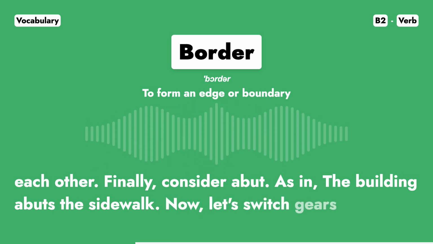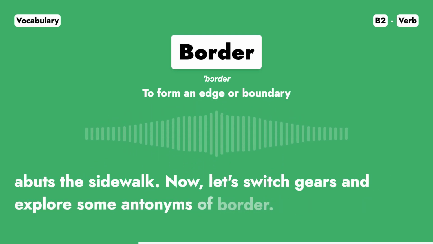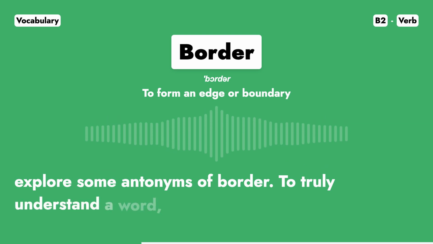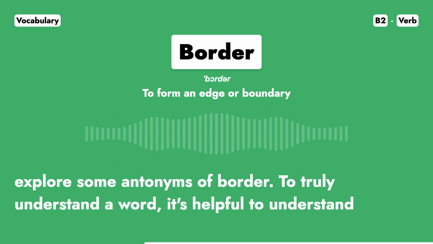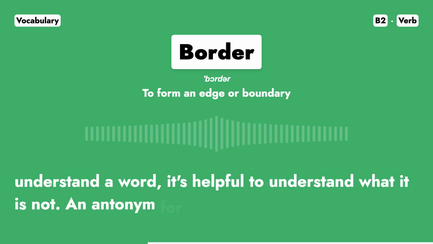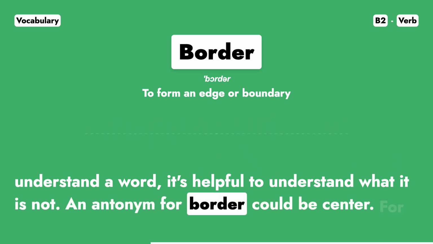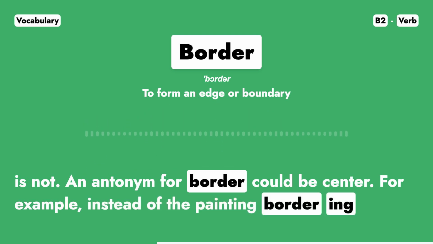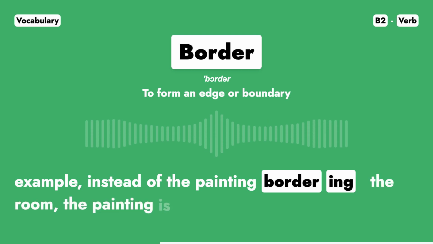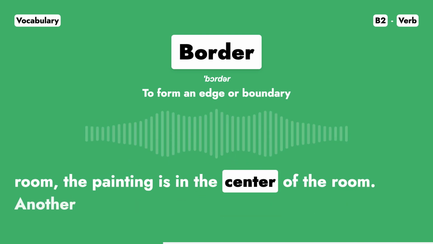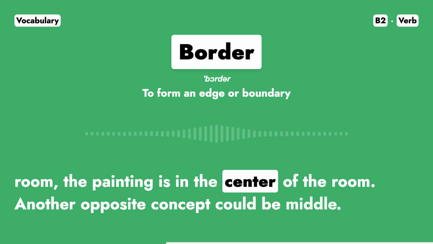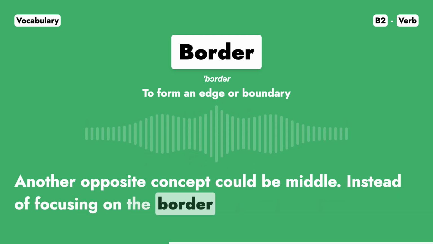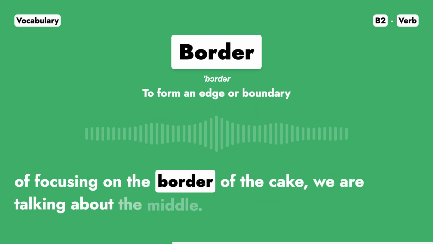Now, let's switch gears and explore some antonyms of border. To truly understand a word, it's helpful to understand what it is not. An antonym for border could be center. For example, instead of the painting bordering the room, the painting is in the center of the room. Another opposite concept could be middle. Instead of focusing on the border of the cake, we are talking about the middle.